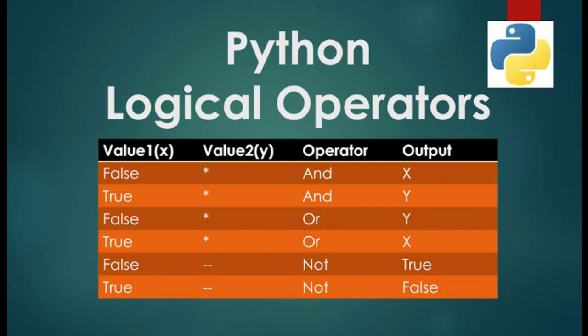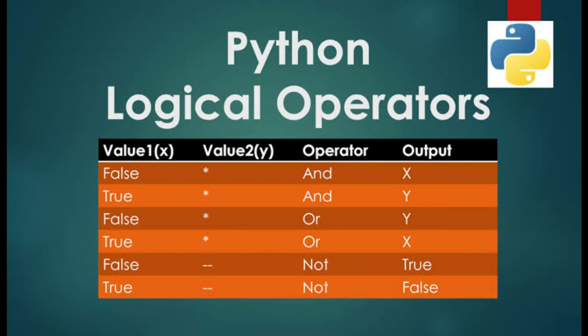The second logical operator is the OR operator. Unlike the AND operator, in the OR operator we need only one of the conditions to be true for the result to be true, but both conditions can also be true. The OR operator only returns false when both conditions are false. For example, 5 greater than 7 or 5 less than 3. Since one condition is true here and we are using the OR operator, it returns true.